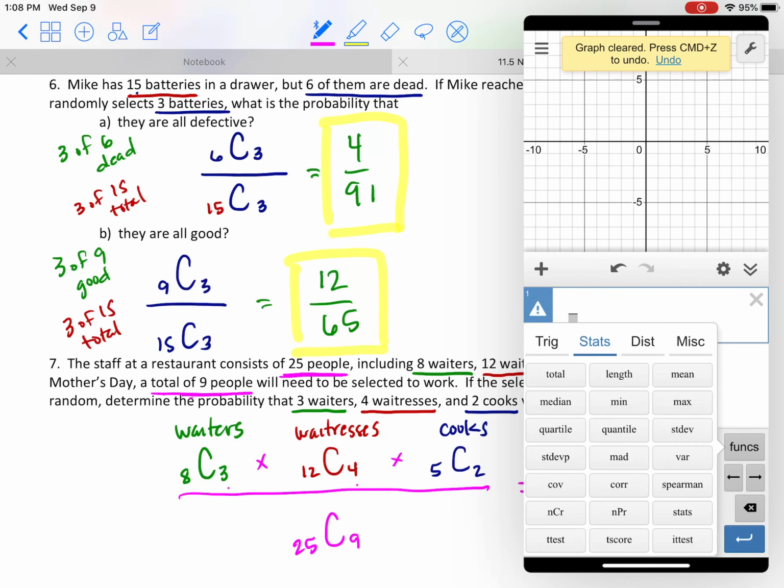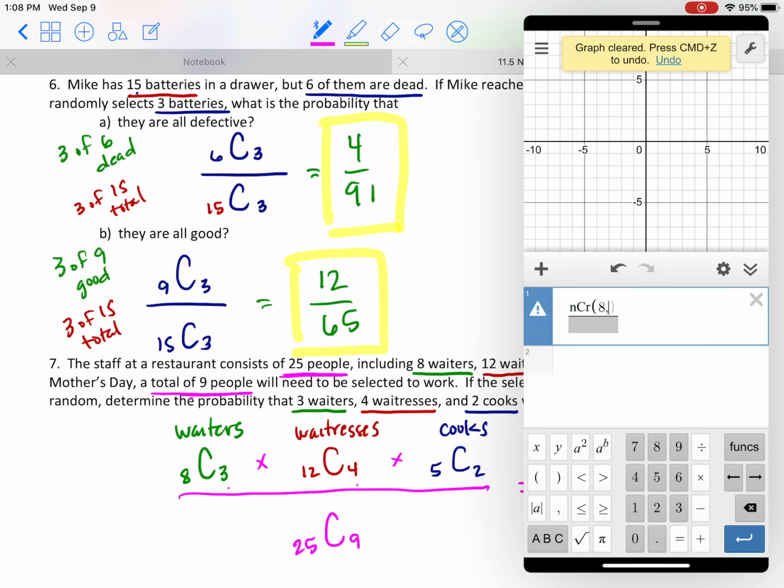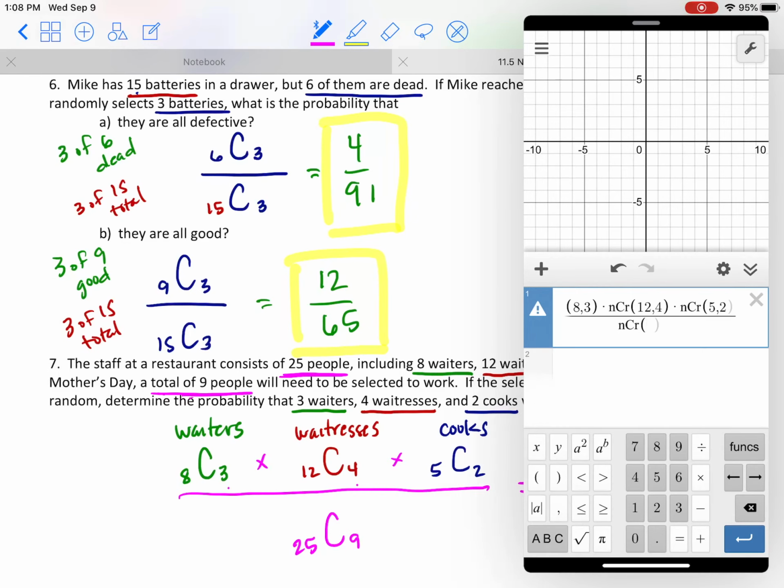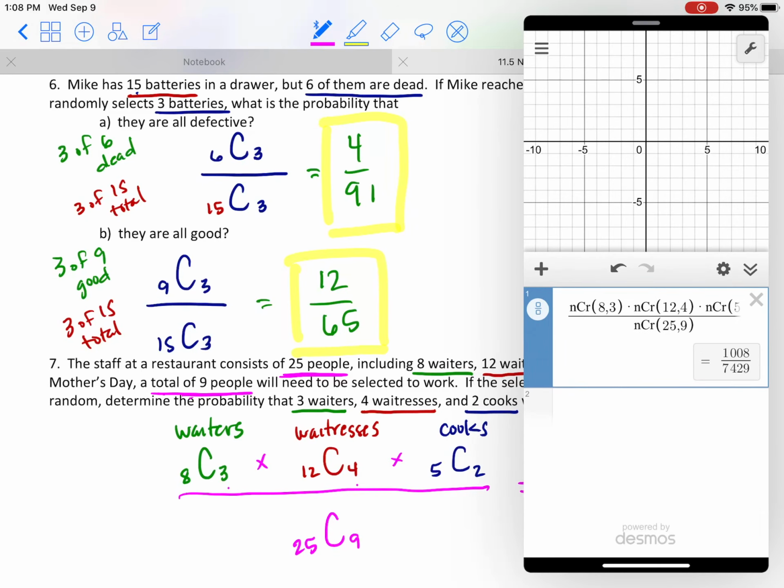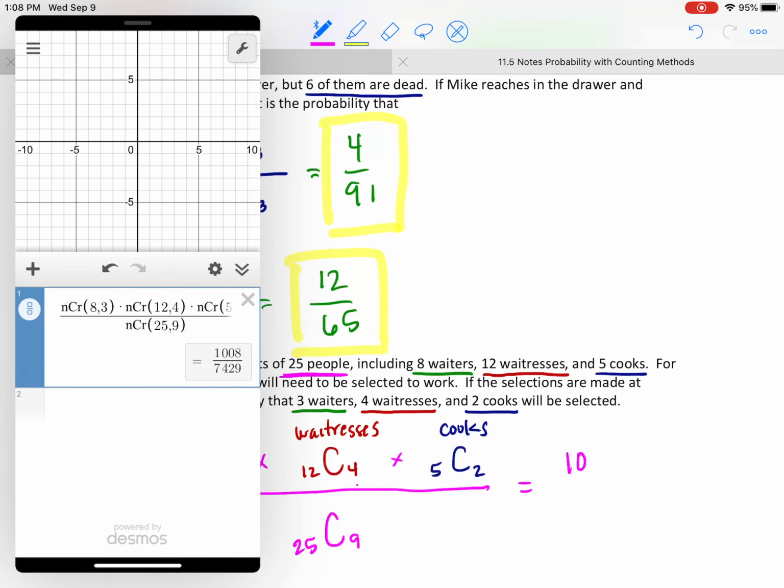All right, one more time. Let's see, 8 and 3 times 12 and 4 times 5 and 2 on the bottom, 25 and 9, and there it is: about 13.5 or 14%, or that fraction, 1,008 out of 7,429. So that's going to be our exact answer.